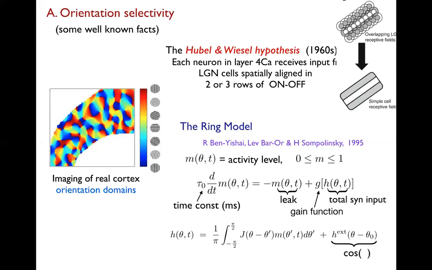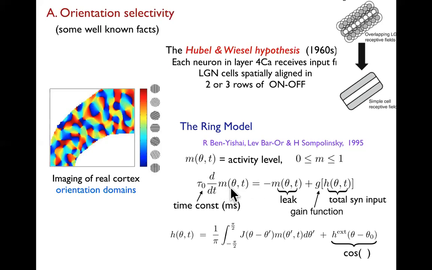Before I get to our model, I should mention the first model. This is the ring model, one of the first models presented that tried to involve some part of the physiology. It was Ben-Yishai, Bar-Or, and Sompolinsky about 25 years ago, and it's a mean field model. It says the orientations are organized around some singular point. So think of this, which I'm going to call a hypercolumn, as a ring, parameterized by the angle theta, and m is the activity level.